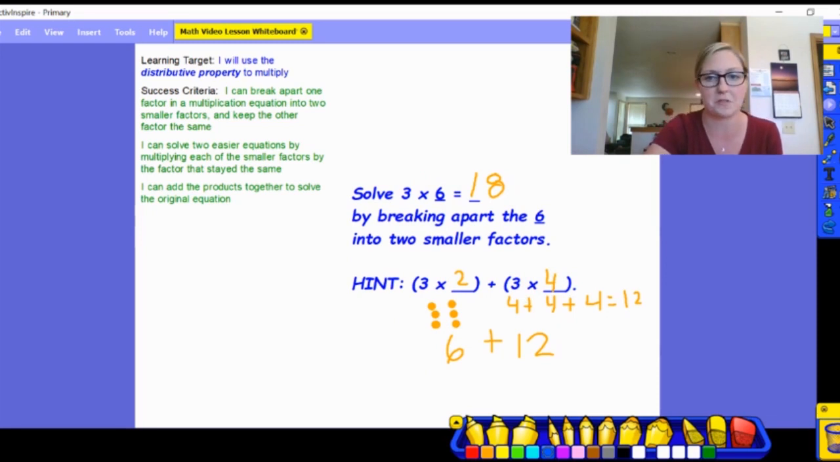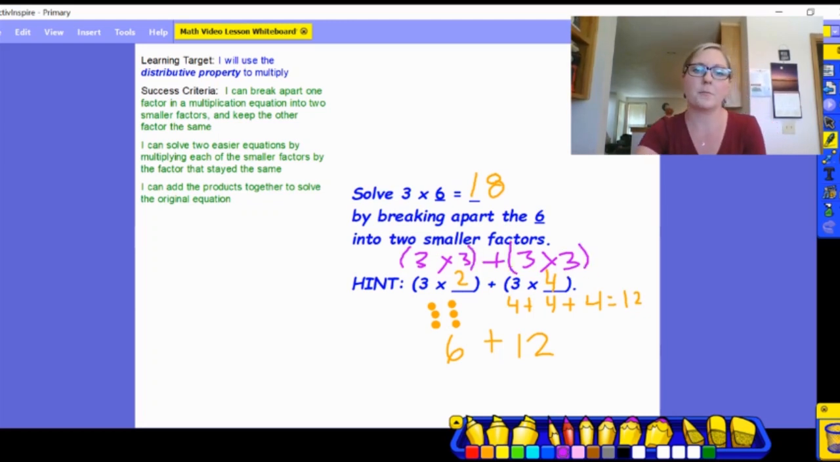So that's just one way you could have done it. You could have also broken the 6 into 3 and 3 and solved for 3 times 3 and 3 times 3 and added those together. Or breaking the 6 into 5 and 1. So there might be more than one way, and that's another cool thing about the distributive property.